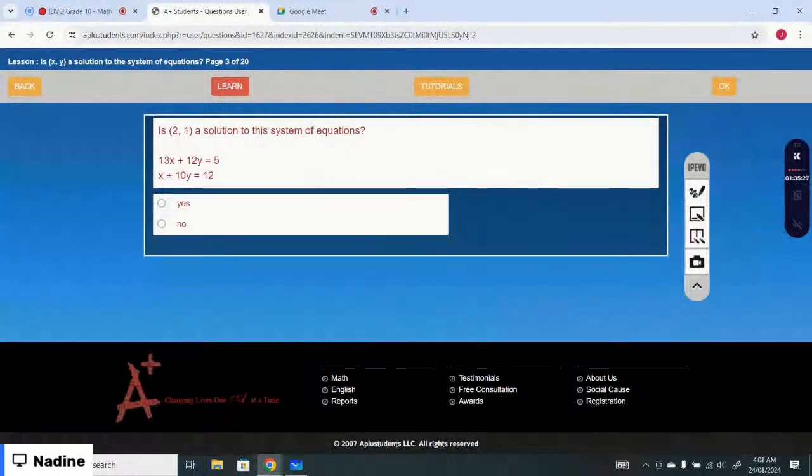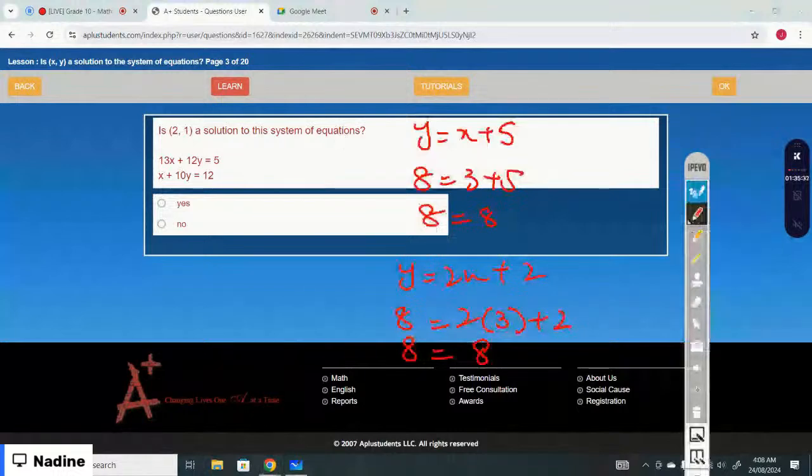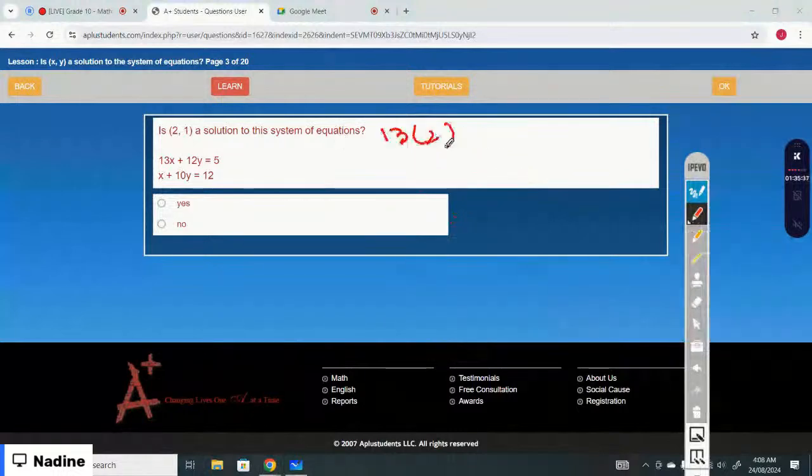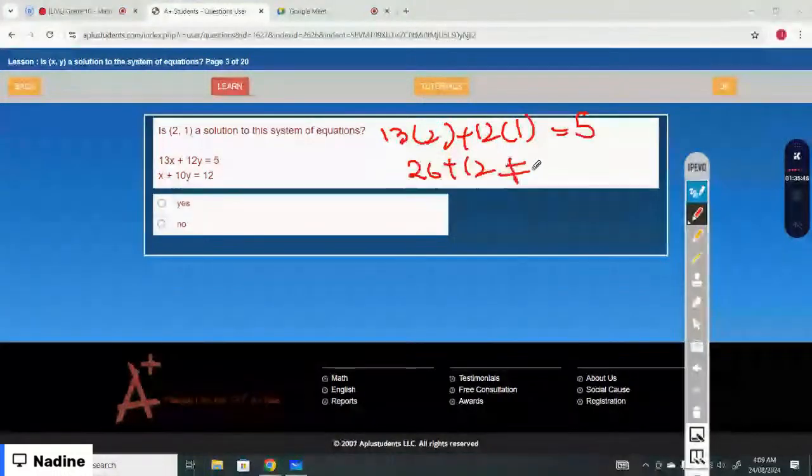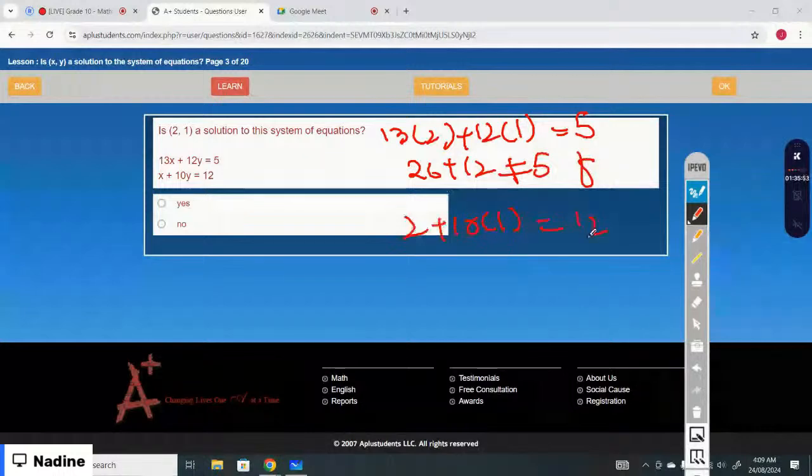Is (2, 1) a solution to the system of equations? So let's see. X is 2, y is 1. 13 times 2 is 26. 26 plus 2 is not equal to 5, right? So false it is. Look at the second equation. X is 2, y is 1. 10 plus 2 is 12, so 12 is equal to 12. True it is.